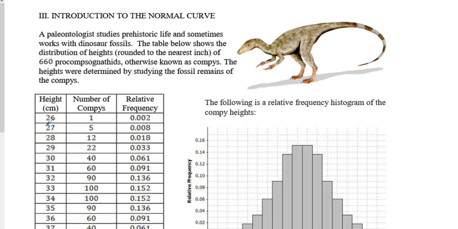In this recording, we're going to use a dinosaur example, Procompsognathids, I just learned how to pronounce, otherwise known as compies. We're going to call them compies, these little mini dinosaurs. And we're going to study the normal curve looking at an example of their heights.